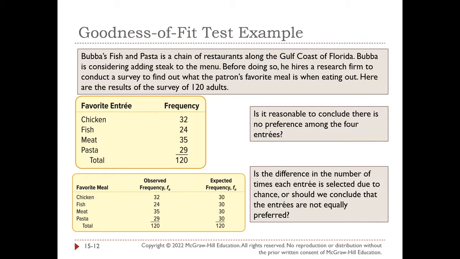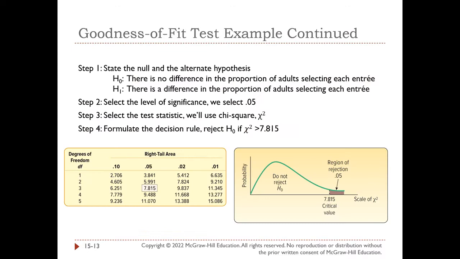So, of course, we're going to have to test this. So let's test. Step 1, our hypothesis. Our null is there is no difference when adults are selecting their entrees. The alternative is that there is a difference. We're going to select the level of significance. We're going to do 0.05, and then select the test statistic. We're going to use chi-squared, which looks like a giant X squared.